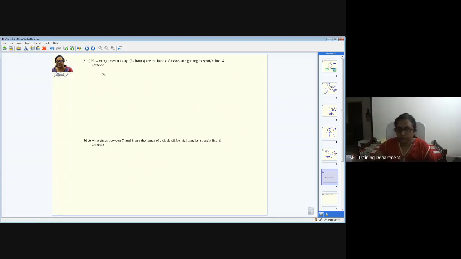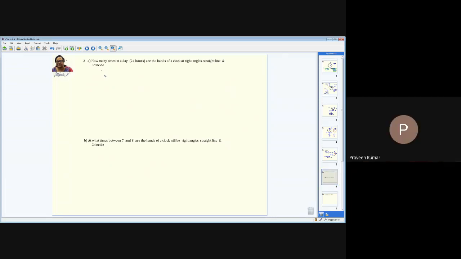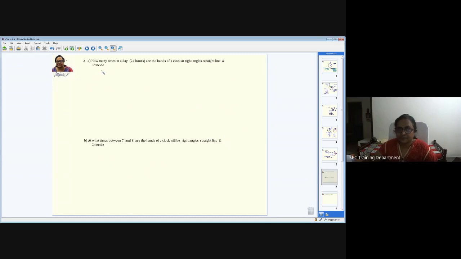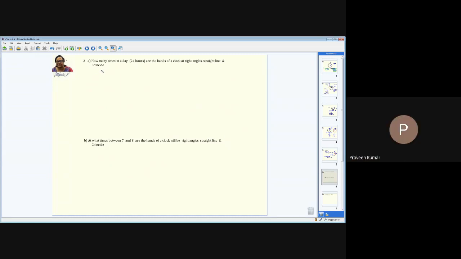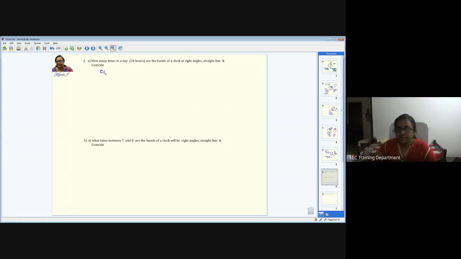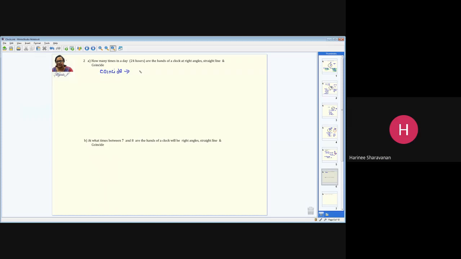When do they coincide with each other? 12 o'clock. How many times? 64 or 65? The coinciding time is something you have to remember in the clock, because that is never going to change.